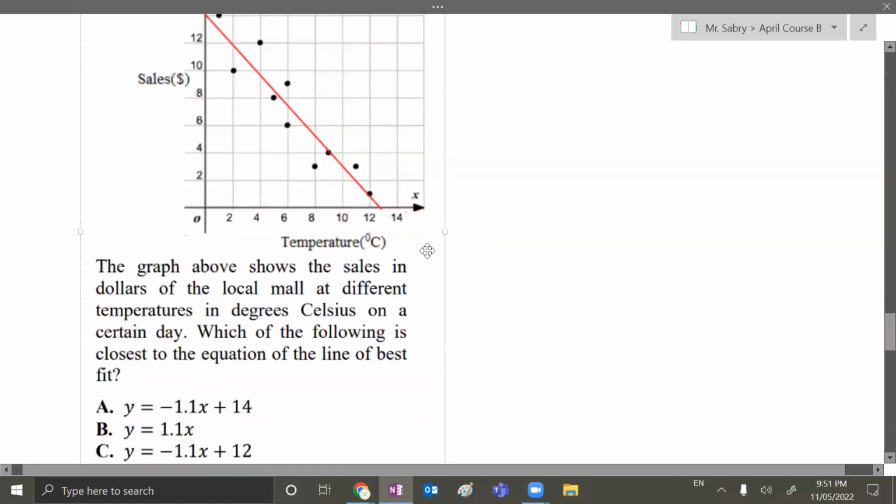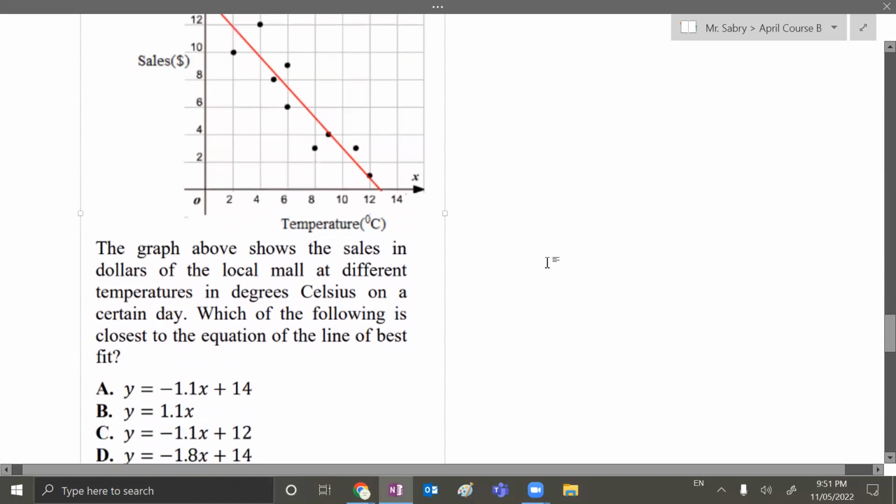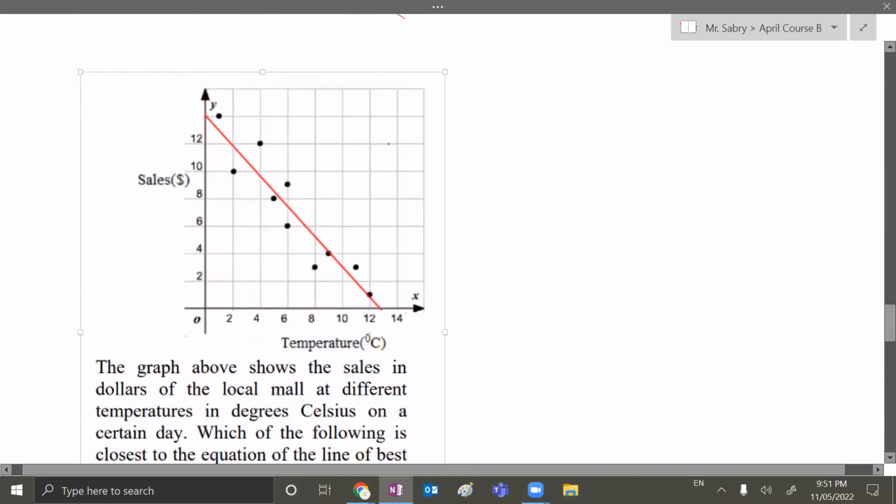It looks like this is a scatter plot and this is the line of best fit, but it's not really a question about the line of best fit rather than a question about a line. You're given a line on an XY axis and you're trying to figure out which of those is the correct equation. So any line, whenever we see a line, we think of slope and intercept. So we try to figure out the slope and the intercept from the graph.